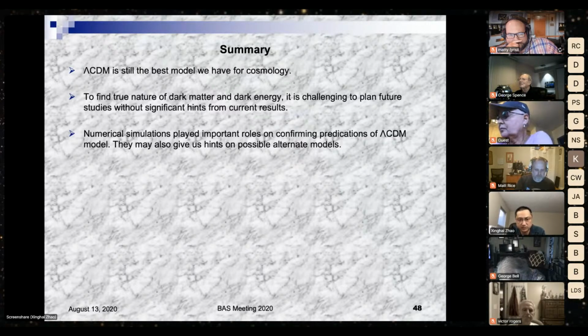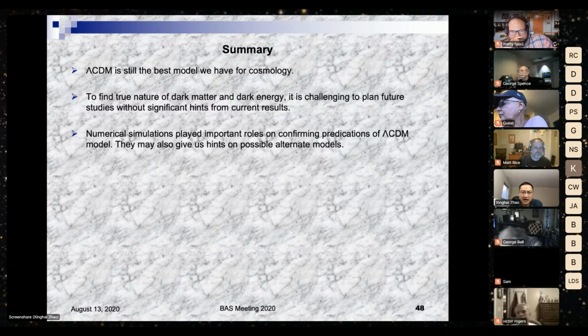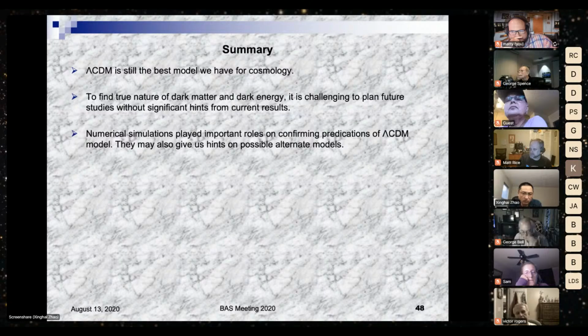Okay, dark matter, we can build detectors, maybe more. And for dark energy, we need some very new idea, to figure out what the 70% is made of. And the numerical simulation may offer some hint on possible explanations of dark matter and dark energy.